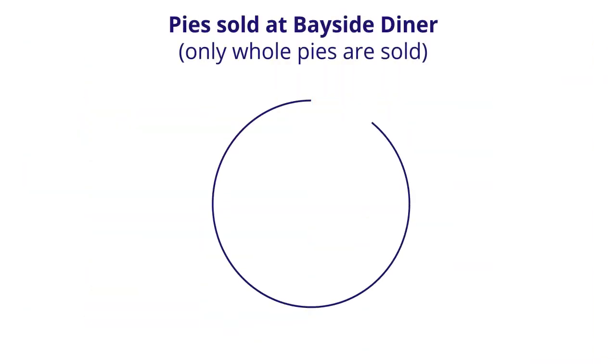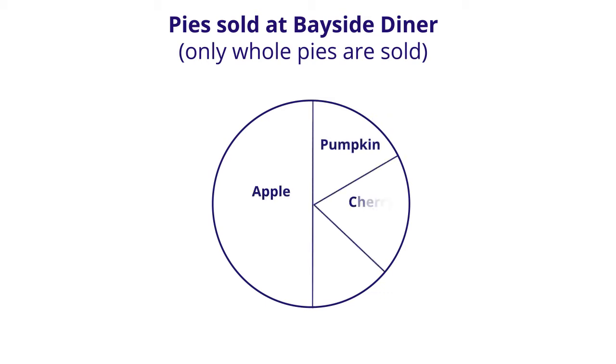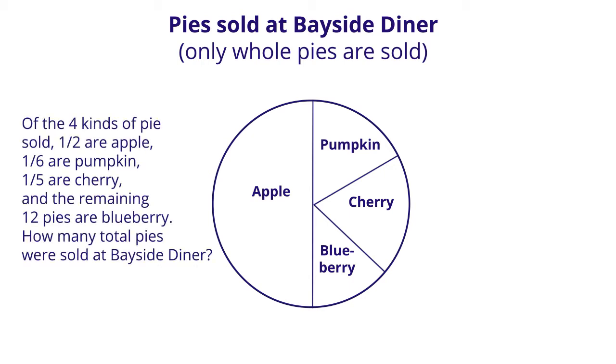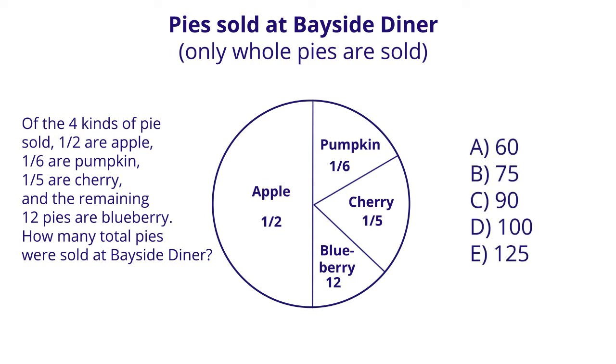Now's the part where we reach the high calorie portion of this video. We're going to look at a pie chart, which very appropriately is about pie. We have here a bunch of segments of pie that represent what a certain diner is selling. We're told within the pie chart that half of the pies are apple on a certain day, 1/6 are pumpkin, 1/5 are cherry, and there are 12 blueberry. We want to know how many total pies are in that pie chart.